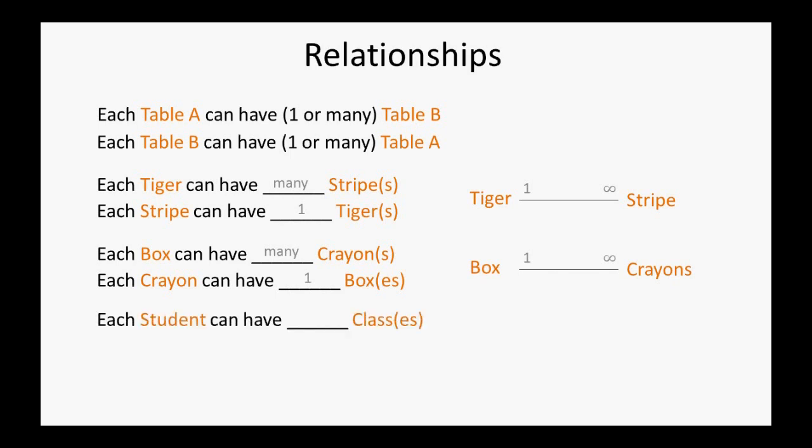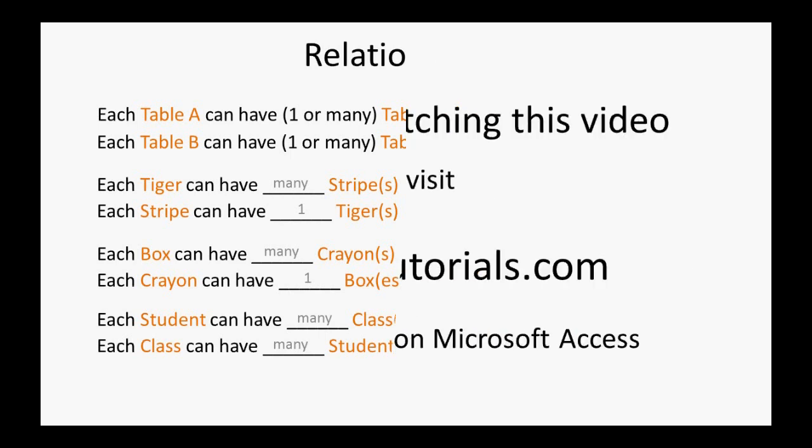Each student can have many classes, and each class can have many students. So that becomes a many-to-many relationship. We're not going to cover many-to-many relationships in this tutorial series because they are a little bit more complicated. But we will be covering them in other tutorials. Just check out the website, freeaccesstutorials.com. But this is a very good method for you to identify what relationships your tables should have between one another.